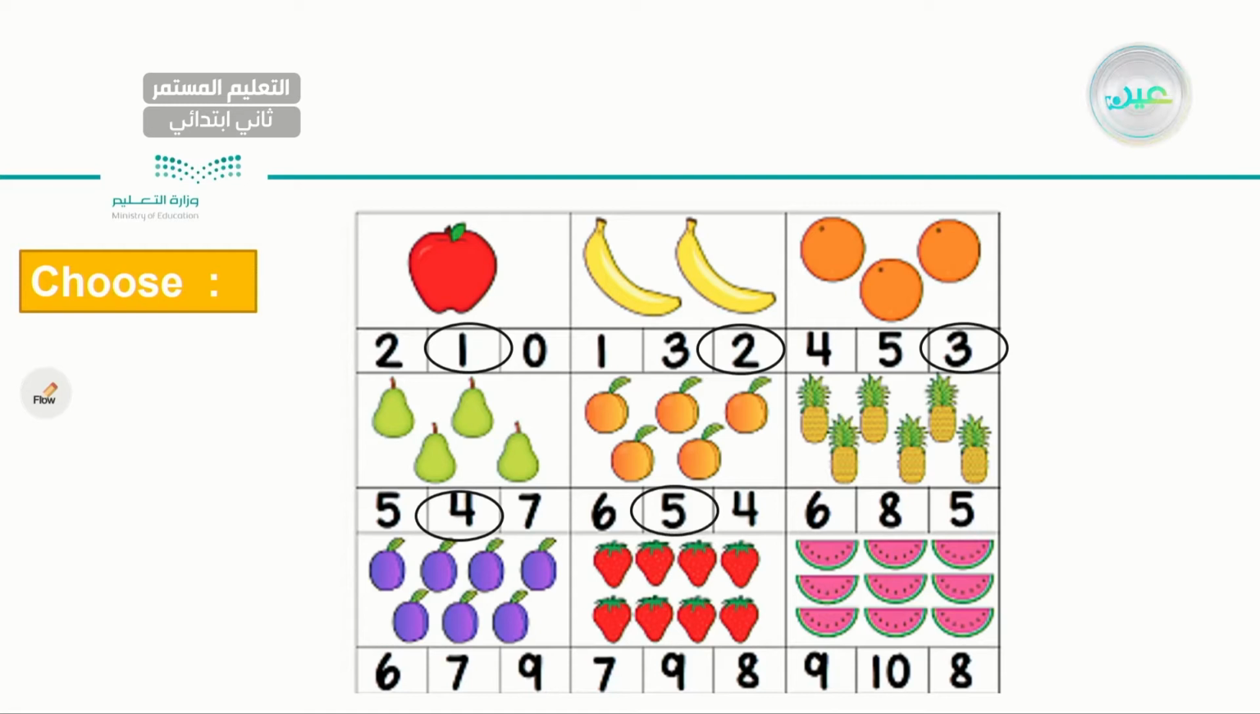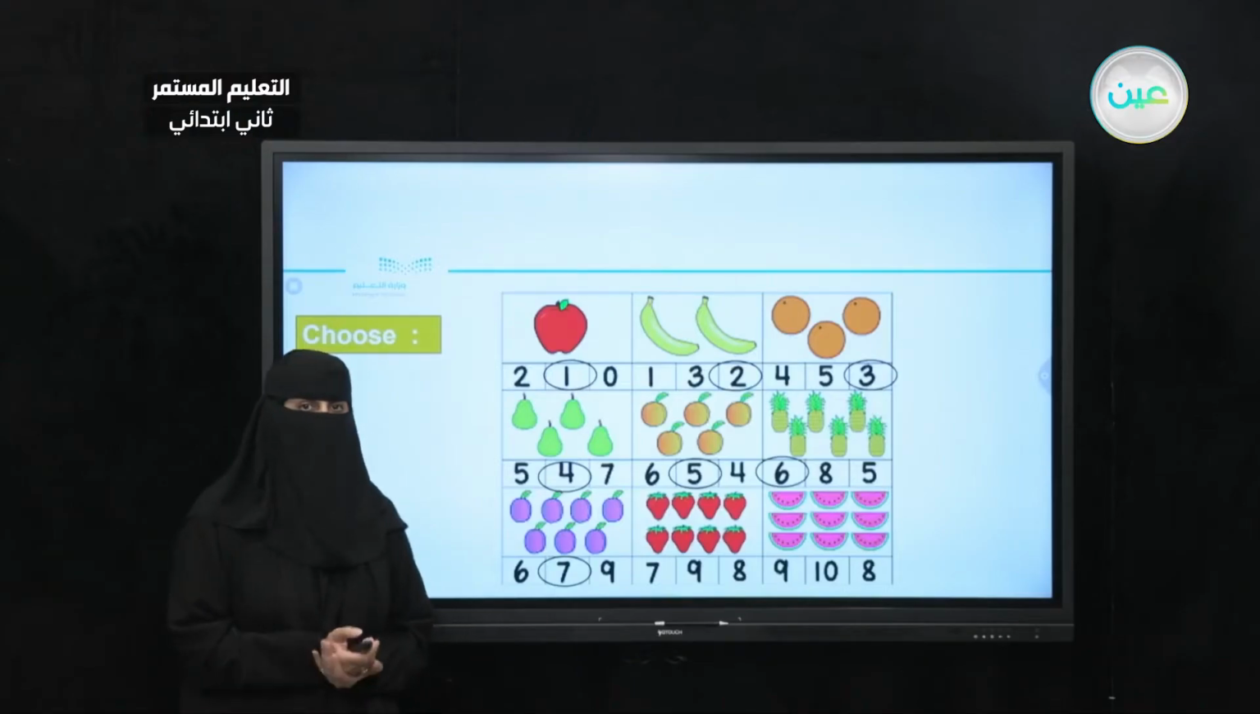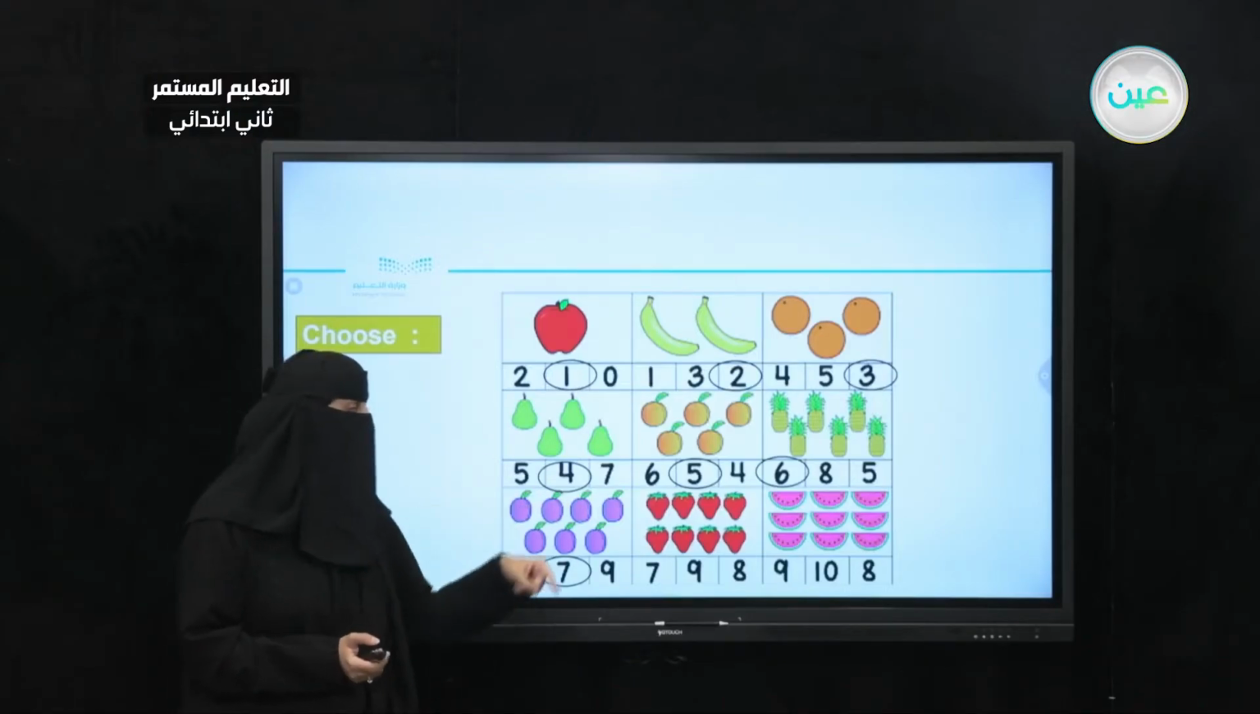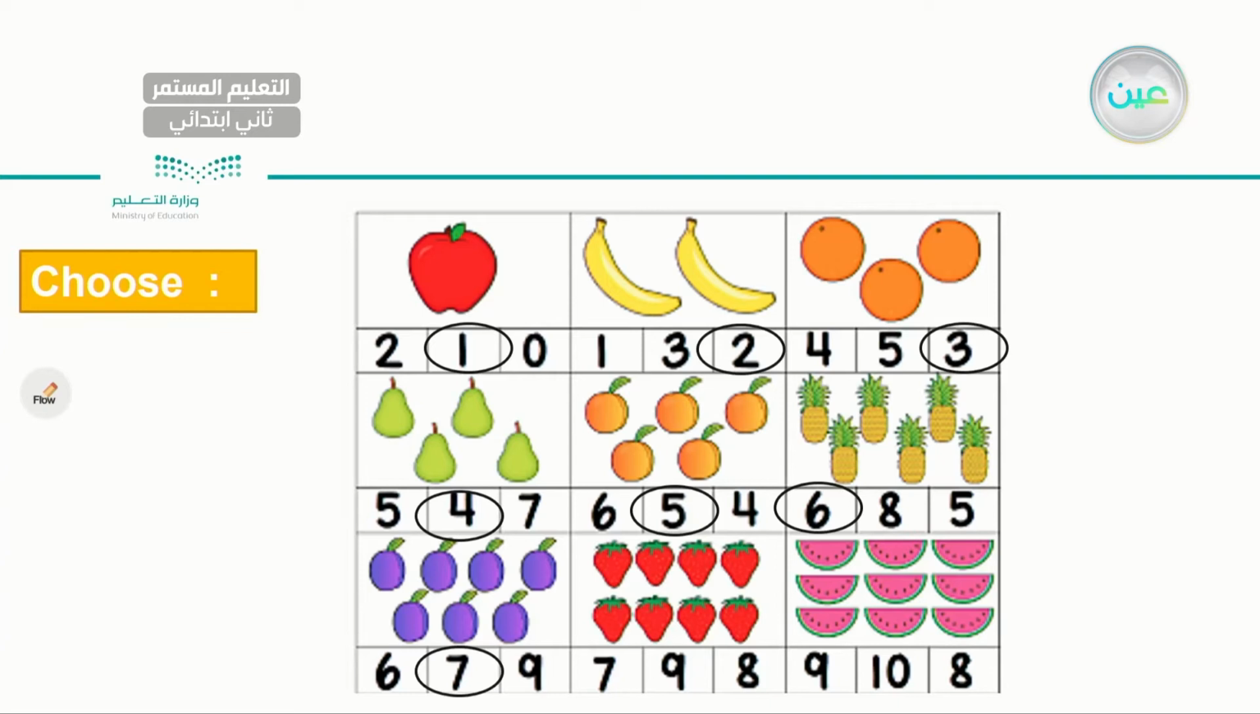Very good. How many pineapples can you see here? 6 pineapples. Very good. How many cherries can you see here? I can count 7. Very good. How many strawberries can you see or count? Start counting. 7, 9, 8. I can count 8 strawberries.